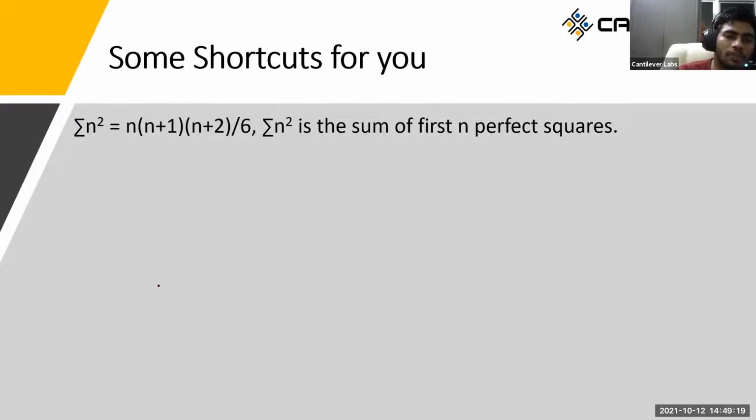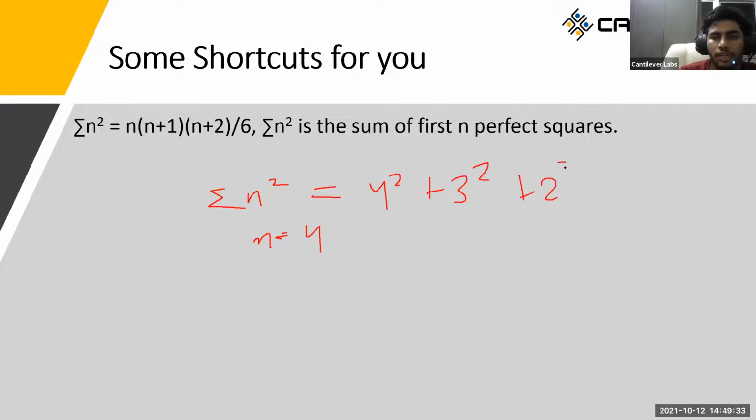Perfect square means, so sigma n square essentially for n equals to, let's say, 4. This is essentially 4 square plus 3 square plus 2 square plus 1 square. This just needs some effort to solve, but instead we have a very handy formula for it. If we just solve it, it will be 16 plus 9 plus 4 plus 1. So it will be 16 plus 9, 25, 29, 30.